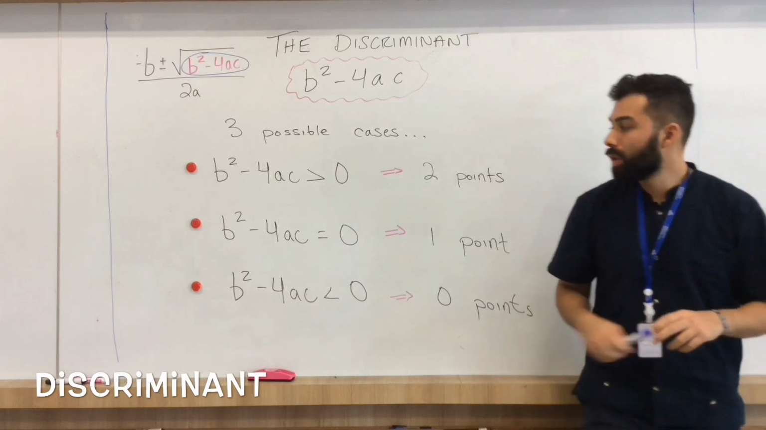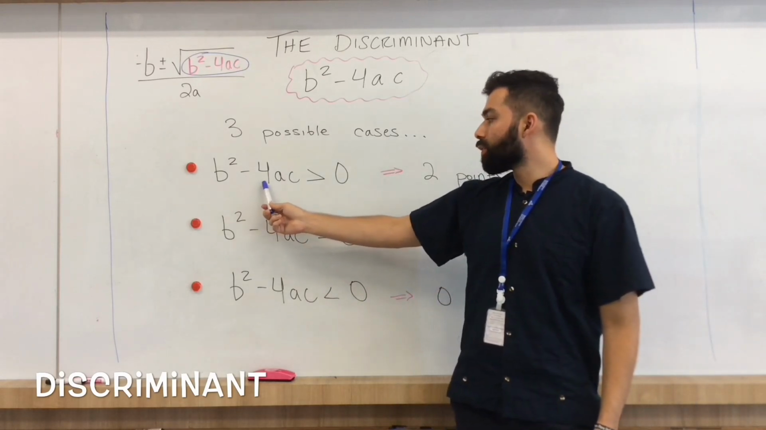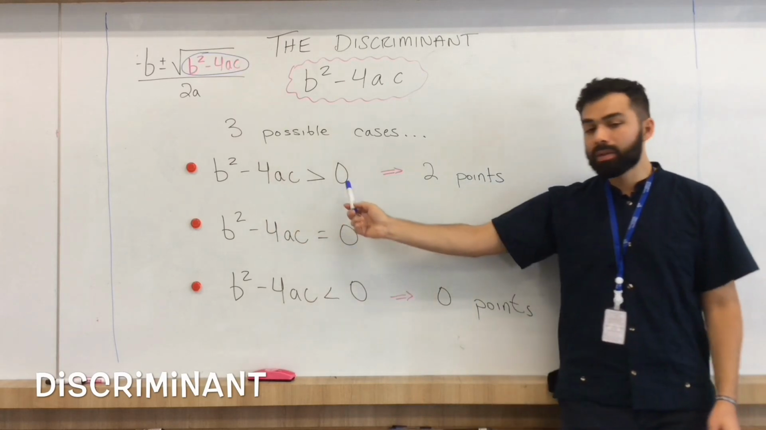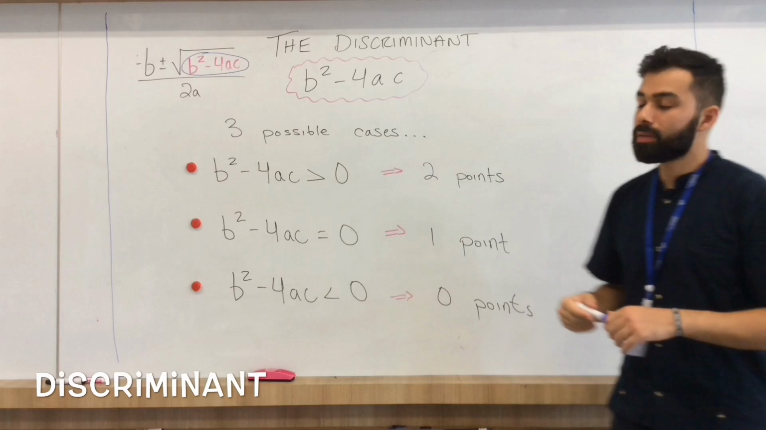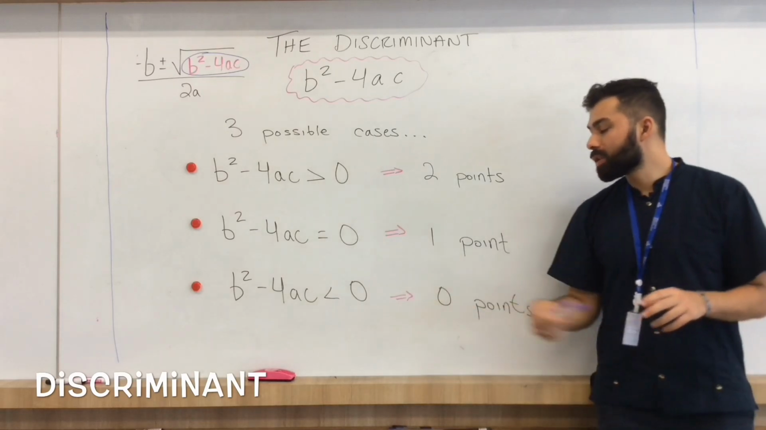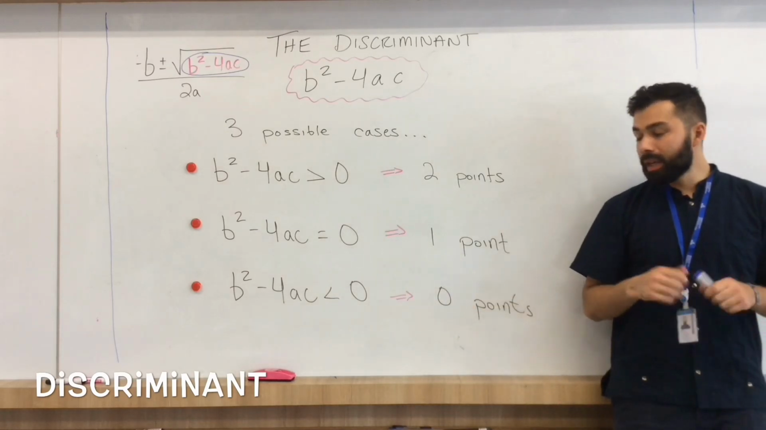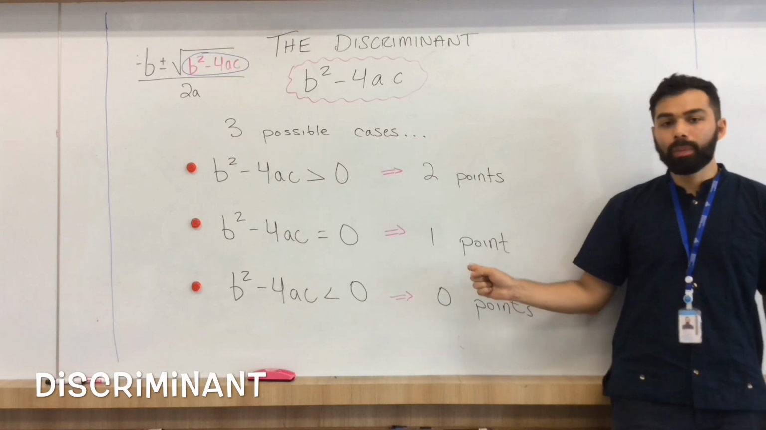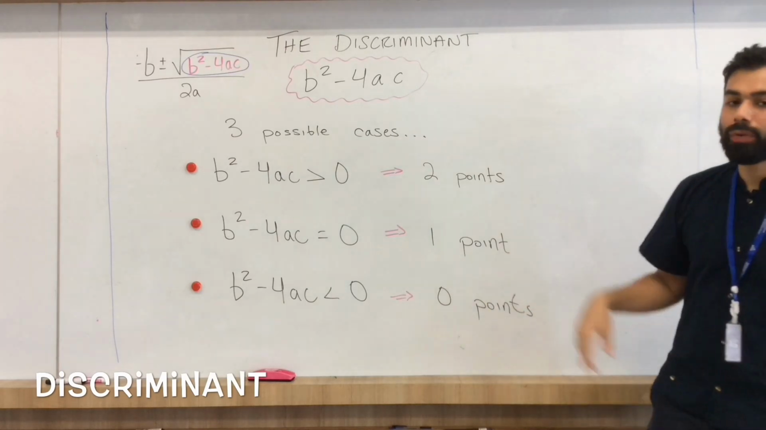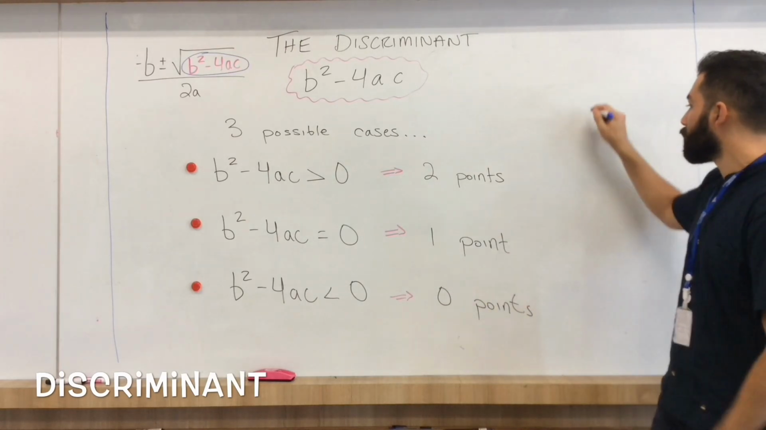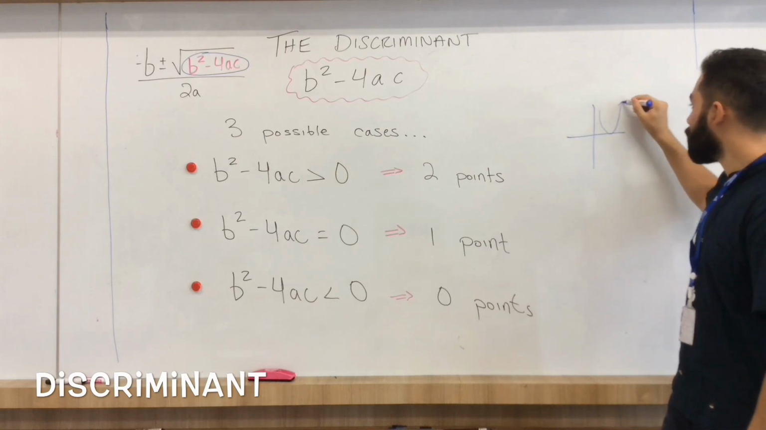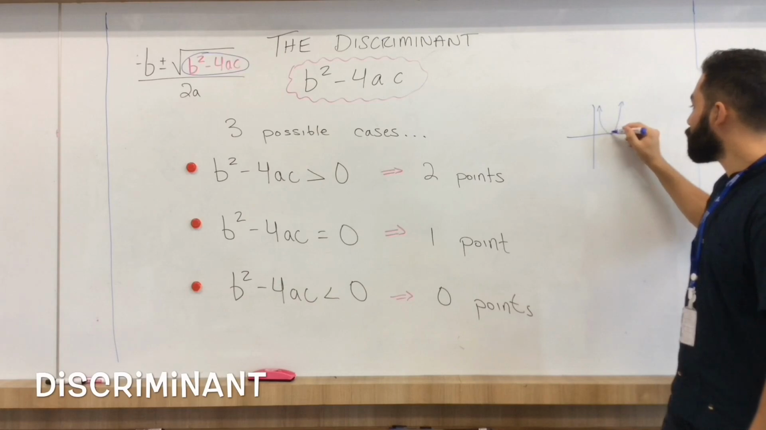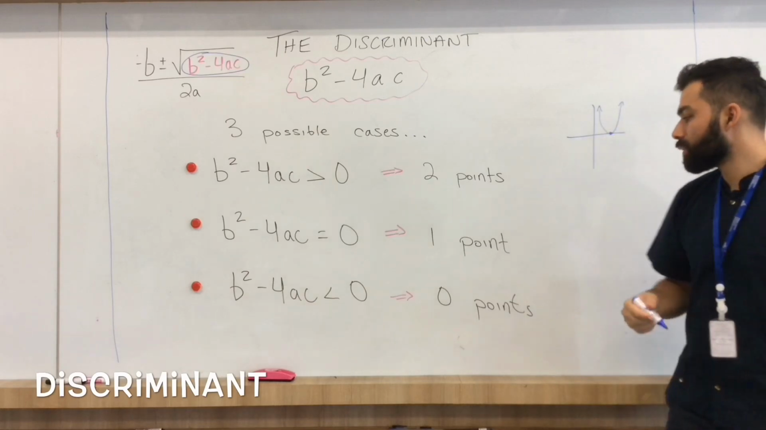So, for instance, if b squared minus 4ac is a number greater than 0, you're going to have 2 points that hit the x-axis. If b squared minus 4ac is equal to 0, you're only going to have 1 point, which actually deflects off your x-axis, sort of like this. So it deflects off your x-axis, and it has only 1 point of intersection.